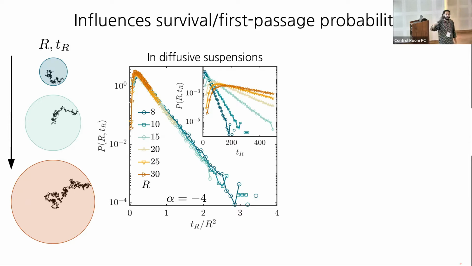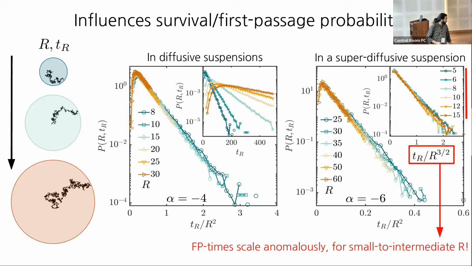So r square will collapse all of these. But what happens to this in a super diffusive suspension? In the case of anomalous diffusion, you get 2 regimes. For small to intermediate values of r, you get an anomalous collapse, which goes with r^(3/2), which is again consistent with the mean square displacement scaling. And once r becomes large enough, again diffusion takes over, and everything again starts scaling with r square.